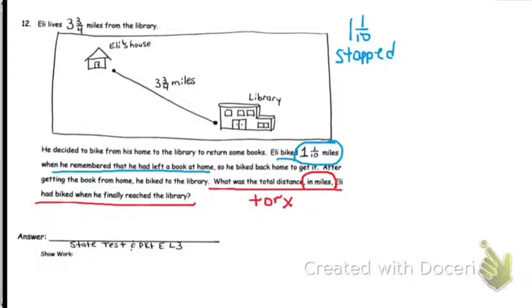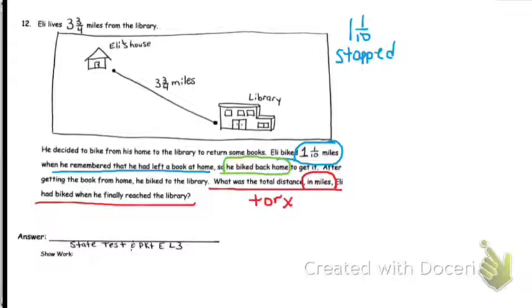Okay, let's see what I know next. I know that then he biked back home to get the book. Well, if he biked back home, that's another part of his journey, another part of what he rode, so I'm going to have to include that. But the only problem is, it doesn't tell me how far he rode back home. I have no idea. But let's stop and think about it. If I look back up at the problem or at the picture, did he ride 3 3/4 miles back home? No, because that's the whole distance to the library, and he never got to the library. He stopped at 1 1/10 miles.